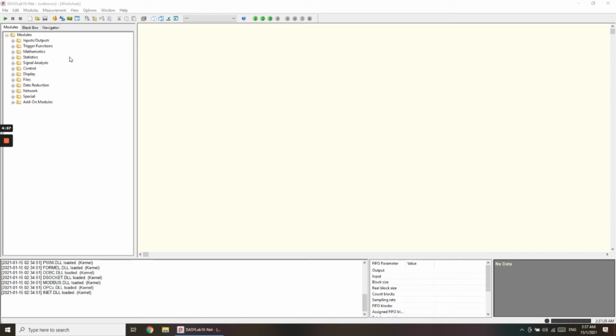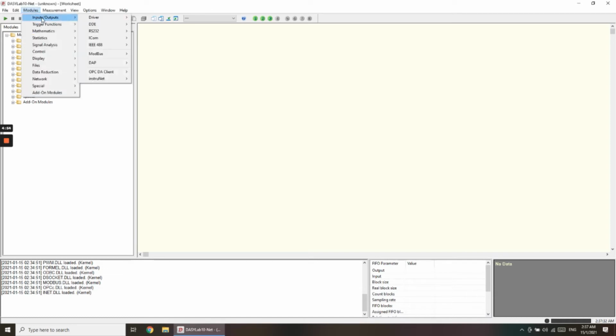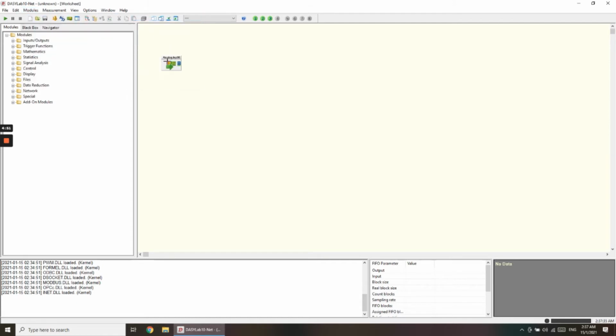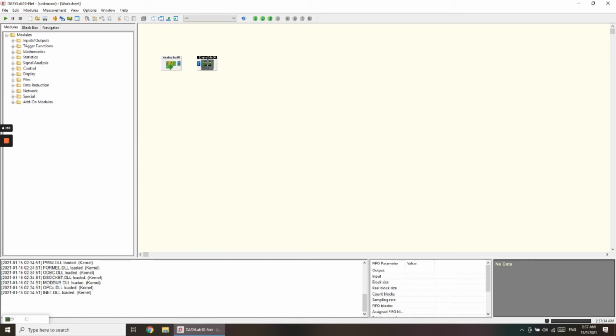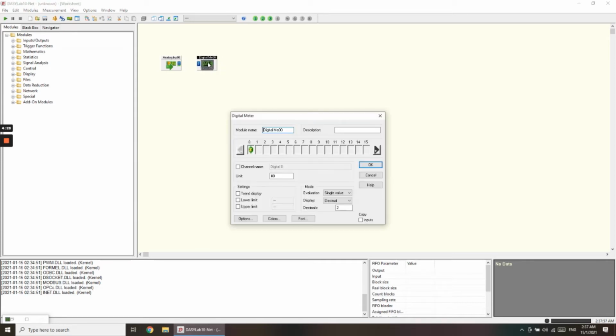First of all, we need to create a new worksheet and insert the analog input module that is available under modules, input or output driver. Its function is to detect or record the sound that we want to measure. Next, we insert the digital meter module that is under display, after the analog input, in order to display the output from the sound that we have measured, and change the evaluation from single value to root mean square, RMS, and set the decimal to 2.